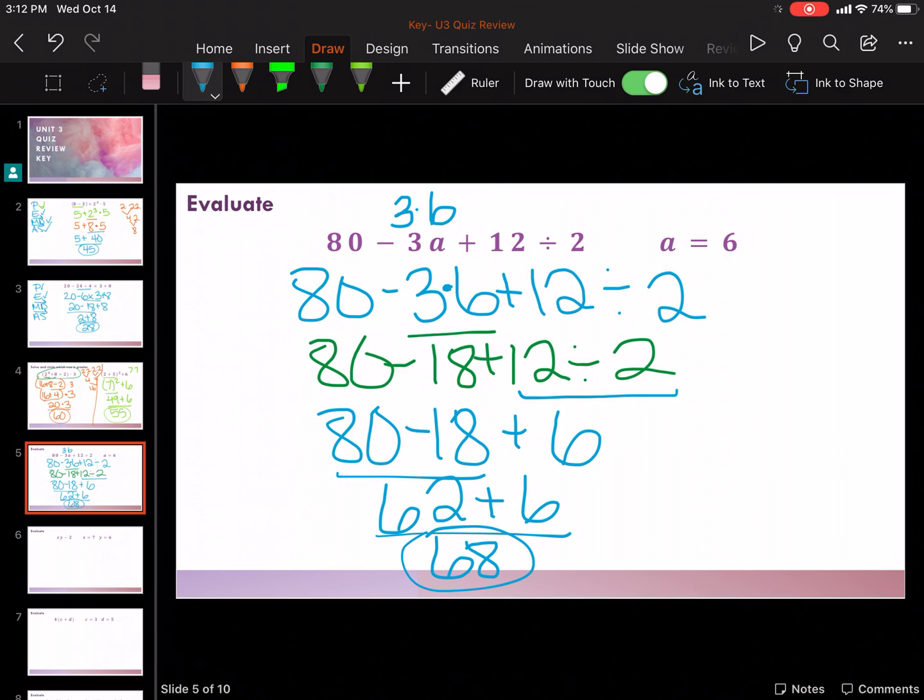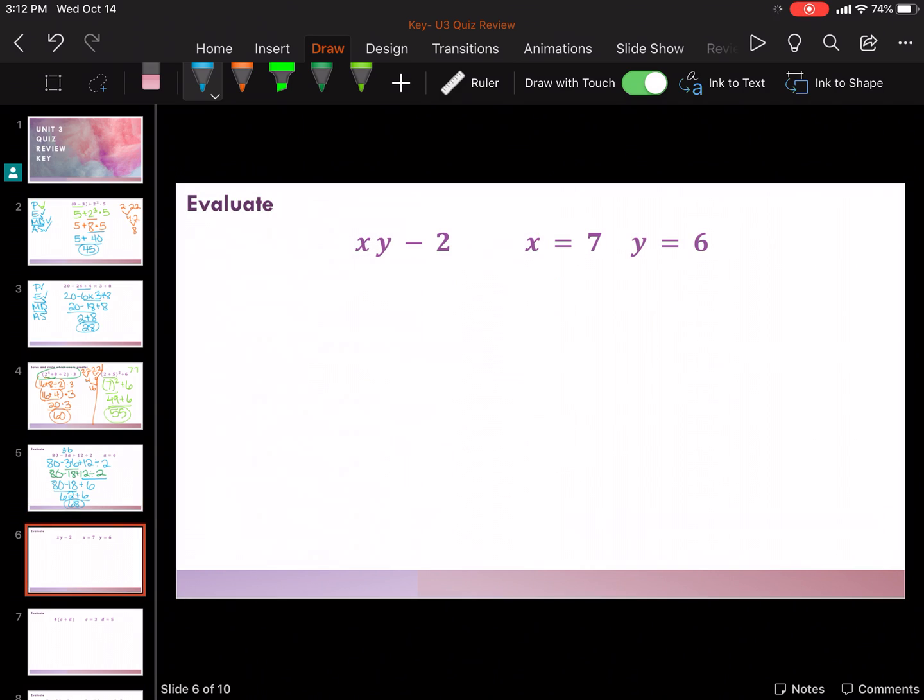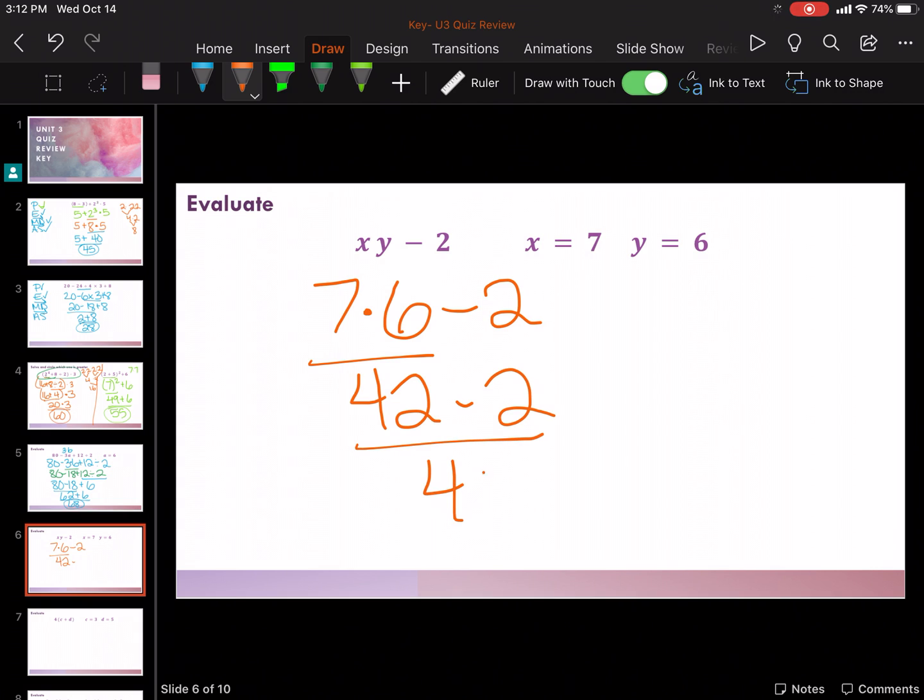Okay, so we need to multiply, divide left to right, and then subtract, and then add. So for this one, again, when they're next to each other, that means multiply. So it's going to be 7 times 6 minus 2. 7 times 6 is 42. Minus 2 gives you 40.